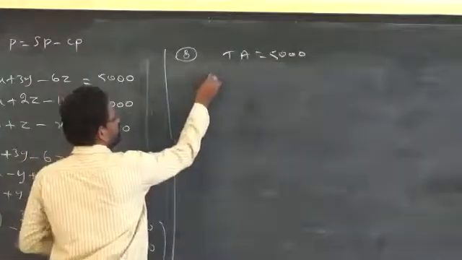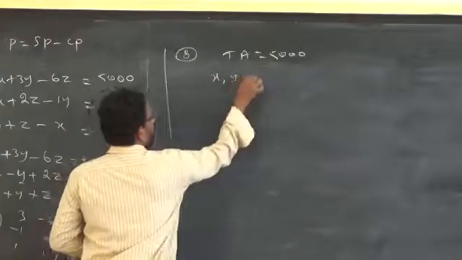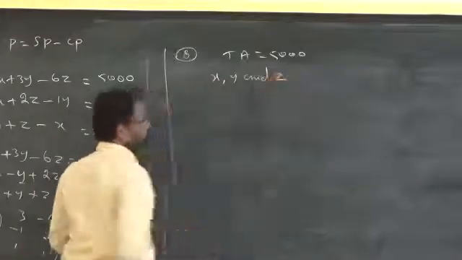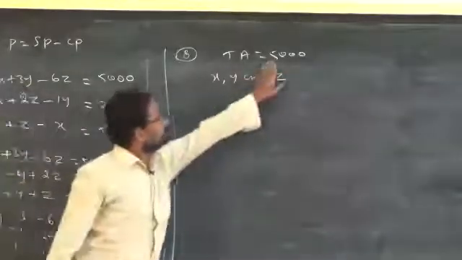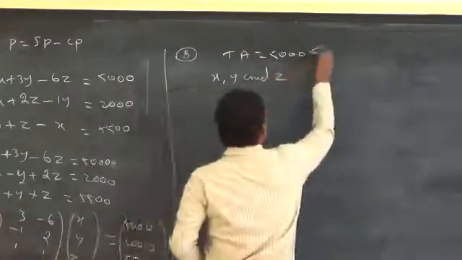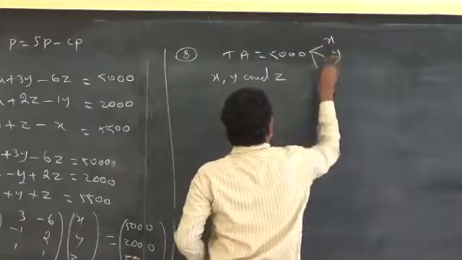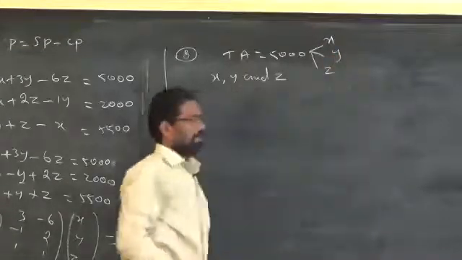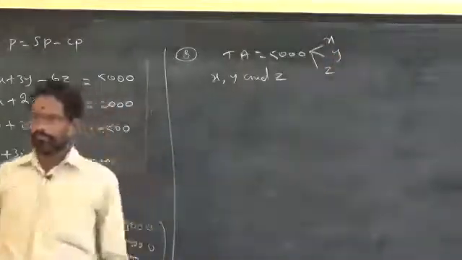So just take the 3 types as X, Y and Z. The total amount is 5,000. He deposited 5,000 into 3 different types of bonds. I don't know the bonds' names, so they are called X, Y, Z.